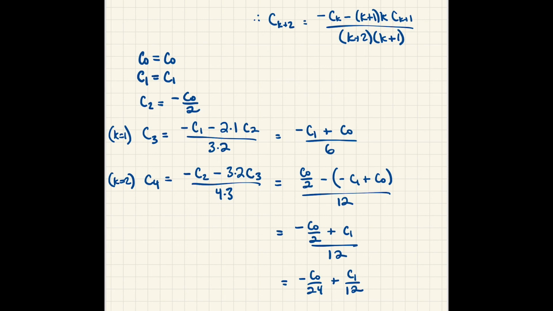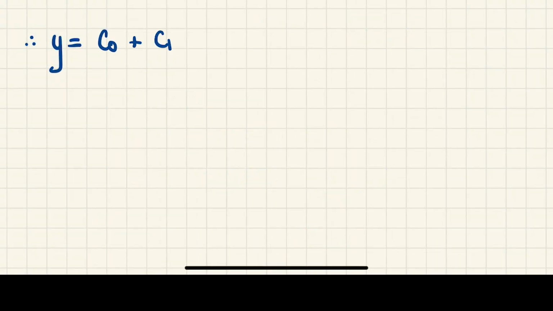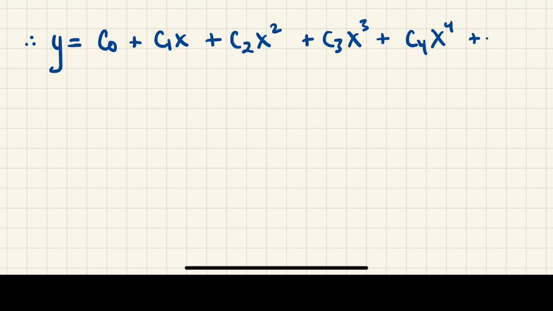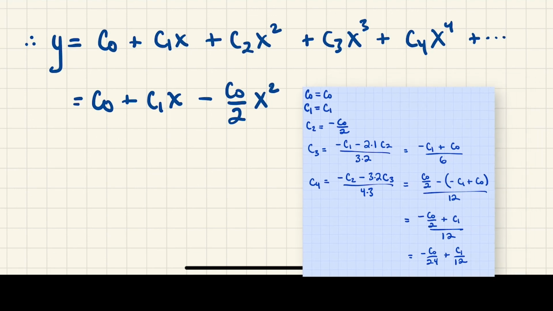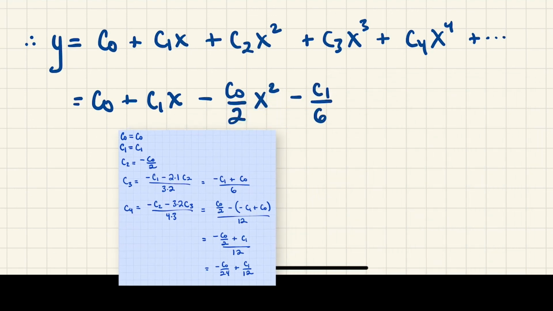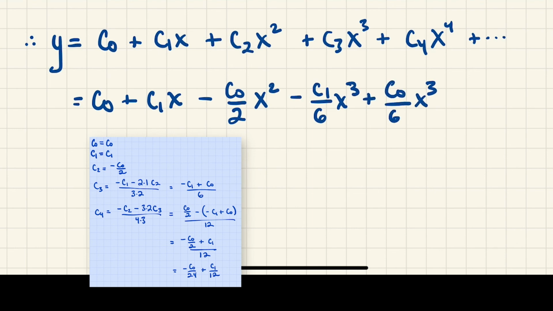This particular one's getting fairly complicated, so why don't we stop here, because we actually have plenty of terms to have a pretty good look at what our series is going to look like. So y is of course c0 plus c1 x plus c2 x squared plus c3 x cubed plus c4 x to the fourth, and we actually have all of those coefficients. So let's go plug this stuff in. c0 is c0, c1 is c1, c2 is negative c0 over 2 x squared, c3 is, well, let's write this as negative c1 over 6 x cubed plus c0 over 6 x cubed, and we're writing it this way because we know we're going to split this into two separate series in a little minute. And c4 is minus c0 over 24 x to the 4 plus c1 over 12 x to the 4.